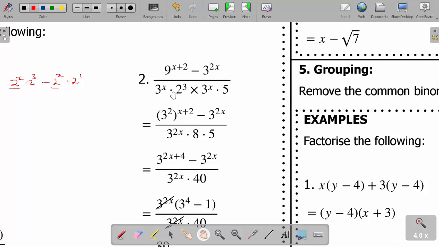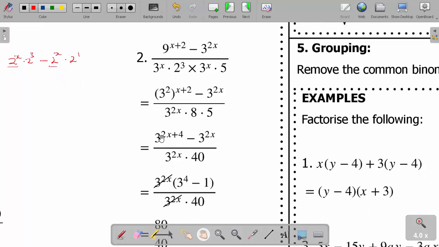So it means I can have x plus x, which makes it 2x. Okay, and then the 2 squared is 8. 8 times 5, it is 40. Now note something here: you see that there is 3 power x, 3 power x, 3 power x, which means I can factor it out.